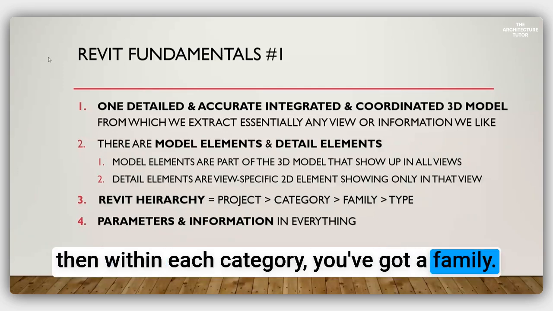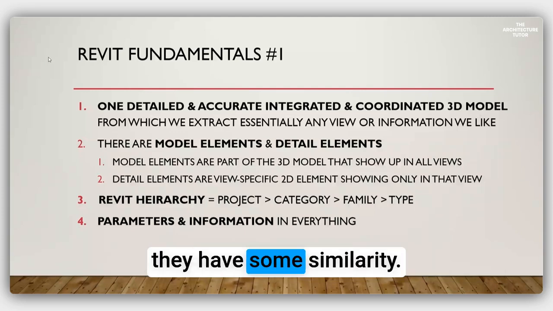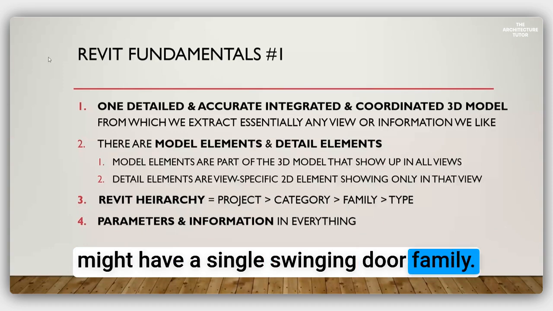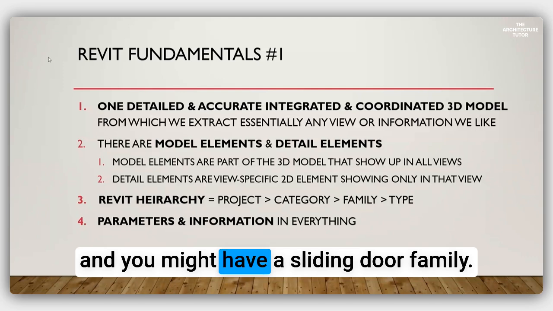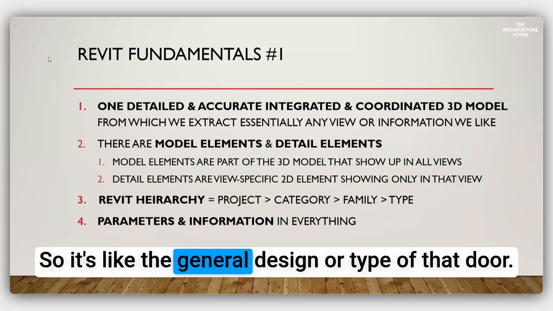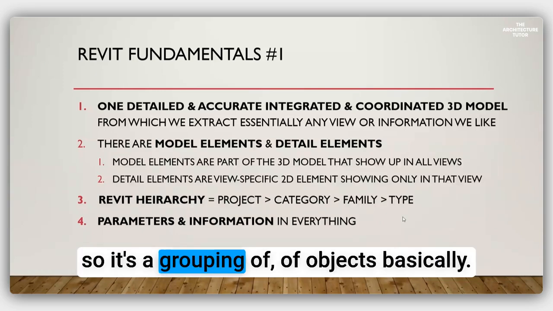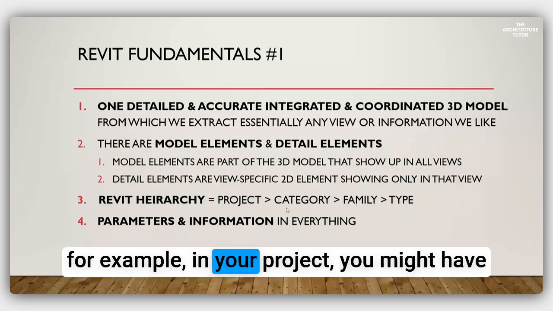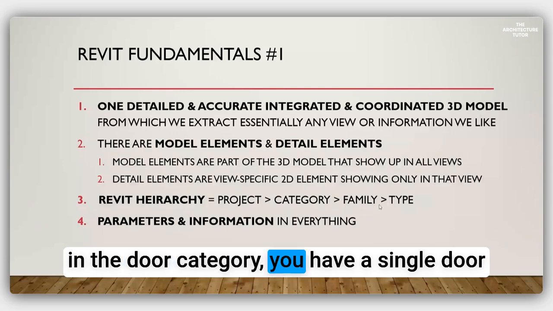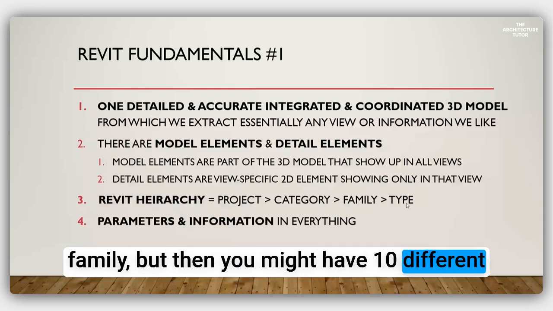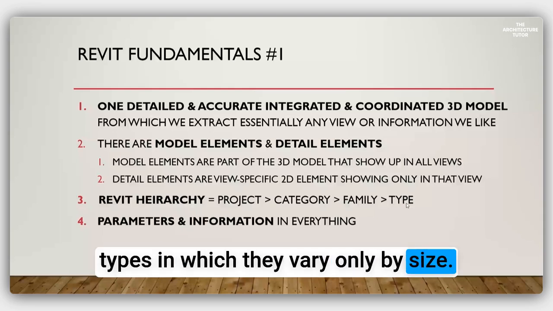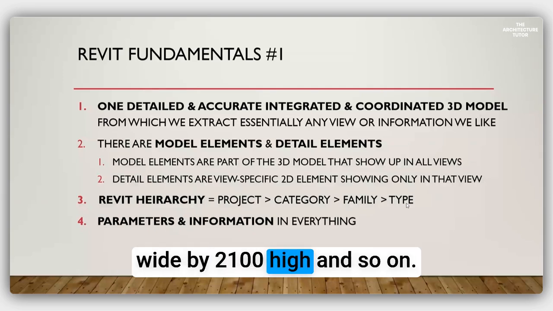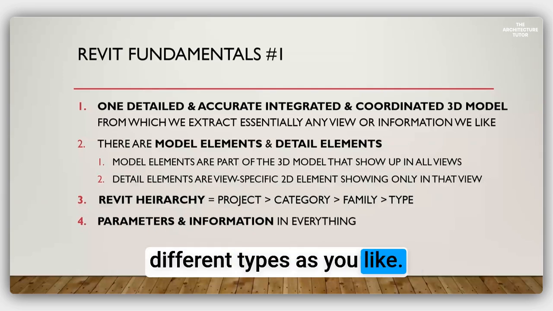Then within each category, we've got a family. Think of a family as objects that have some similarity. For example, in your doors category, you might have a single swinging door family, a double swinging door family, and a sliding door family. So it's like the general design or type of that door. It's a grouping of objects, basically. And then the last is the type. For example, in the door category, you have a single door family, but then you might have 10 different types, which vary only by size. So you might have a 900 wide by 2100 high, then a 1 meter wide by 2100 high, and so on. So you can have as many different types as you like.